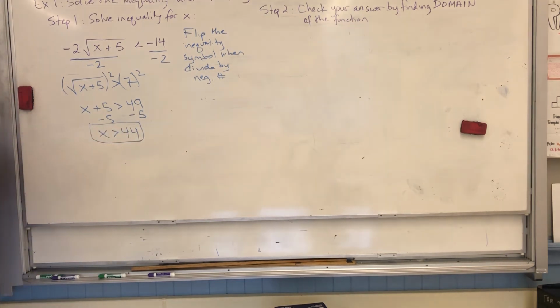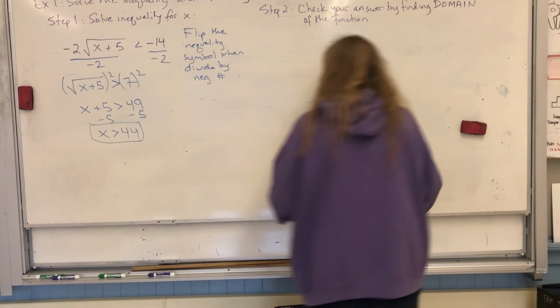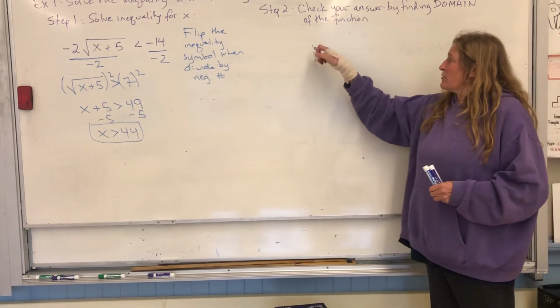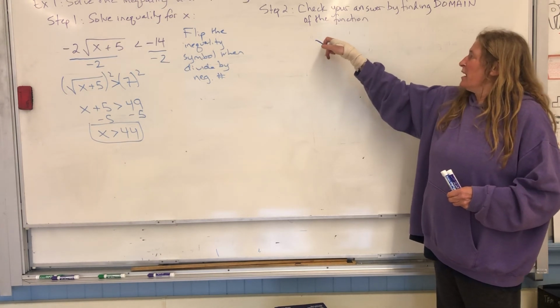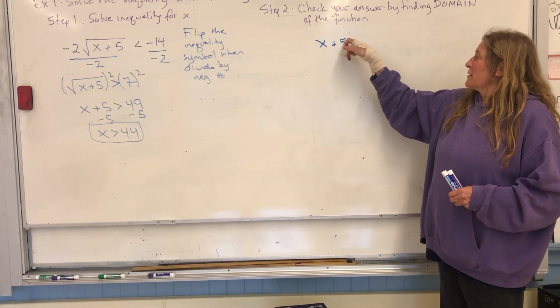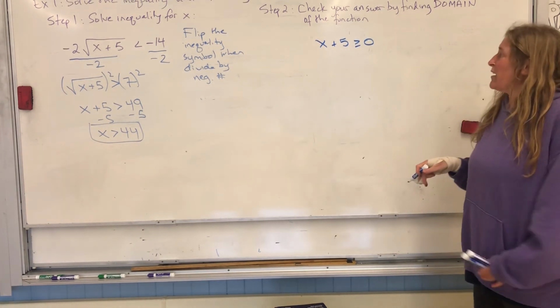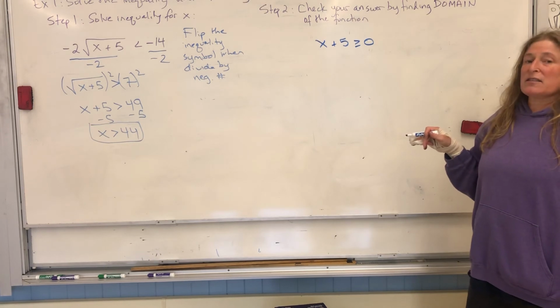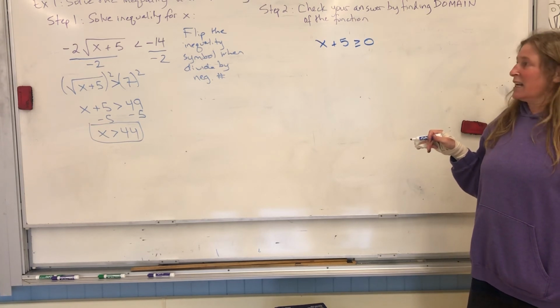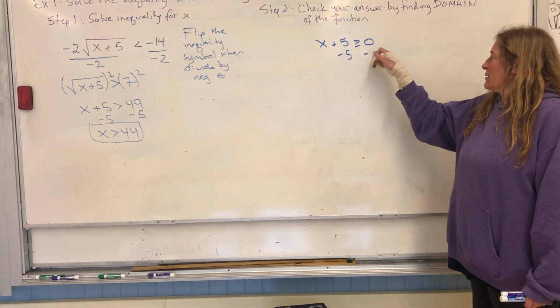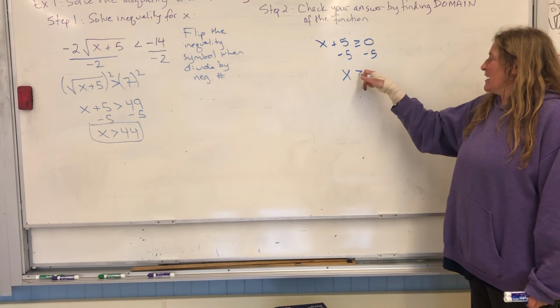All right. Okay, so my inequality says x has to be greater than 44. We also have to check the domain. So what I'm going to do is take what's under the square root. In this case, it's x plus 5. And I need to figure out what values make x plus 5 0 or more. Because I can't have a negative number under the square root. So both these things have to be true.